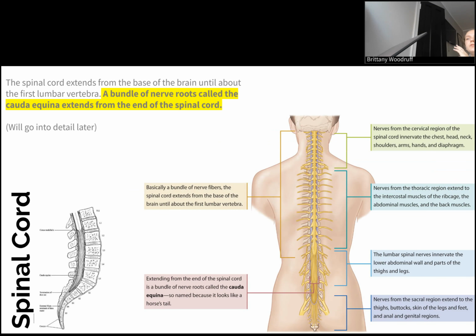Now, looking at the structure of the spinal cord, it's literally just like a rope. All of these threads are twisted together super, super tight. All of these nerves are twisted together on the spinal cord, all the way down to when you get to the first lumbar vertebra.